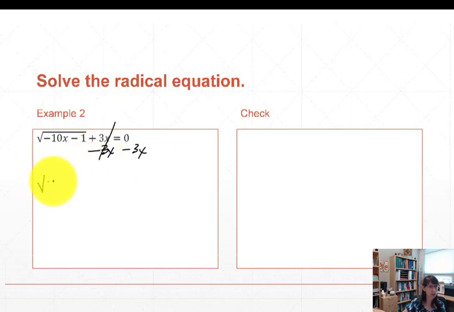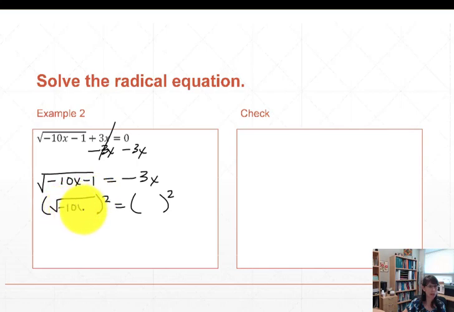We now have the square root of negative 10x minus 1 is equal to negative 3x. In order to eliminate the square root, we're going to square both sides of the equation. So this is the pattern that we're looking for, squaring both sides. So one quantity is the square root of negative 10x minus 1, and the other quantity is negative 3x. So on the left side, the square root and the squaring, remember, are opposite operations, so we're really just able to clear all of the terms from that radical.